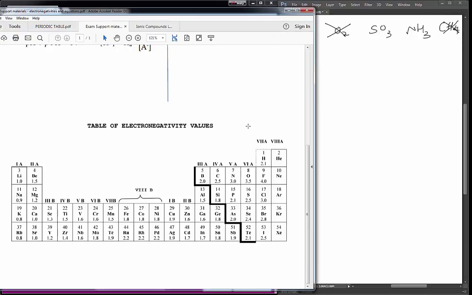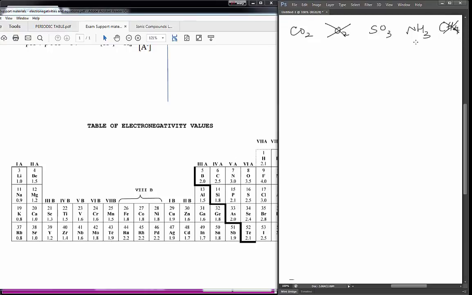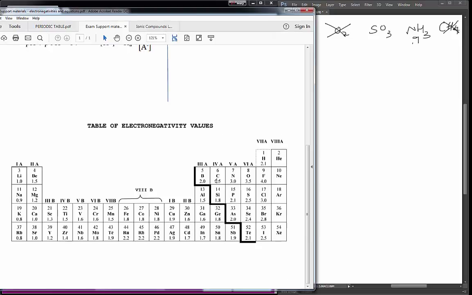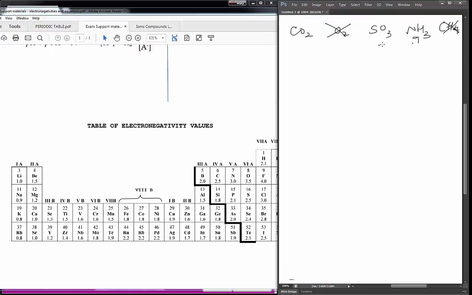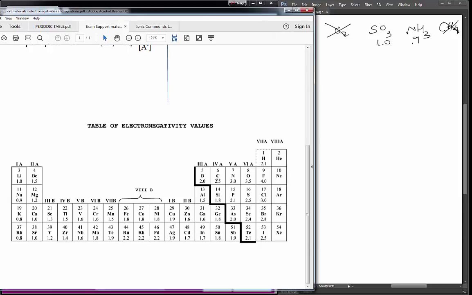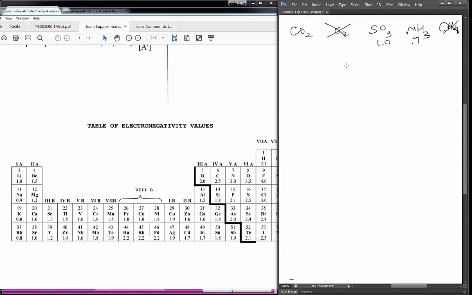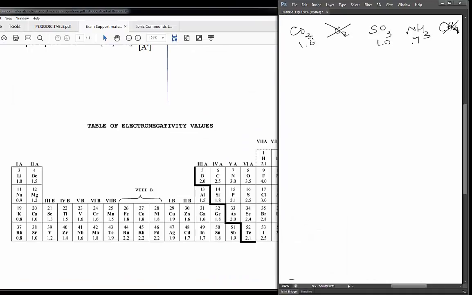For NH3, I have a difference of 0.9, so those will have polar bonds. I better check to see if the molecule is polar. For SO3, difference of 1, again, that would be polar bonds, so I better check those because that could be a polar molecule. And for CO2, we have a difference of 1.0. Again, that could be polar. So I'm going to have to check these 3, but at least I don't have to check 5. That helps a little bit.